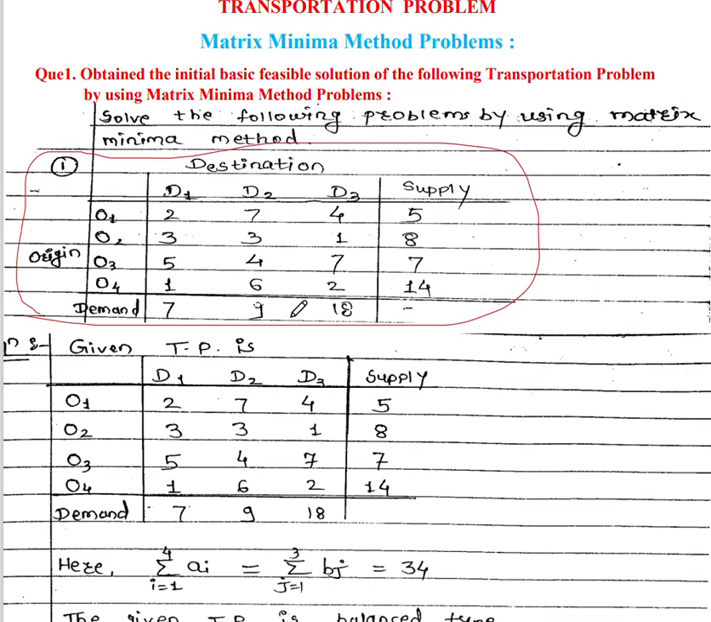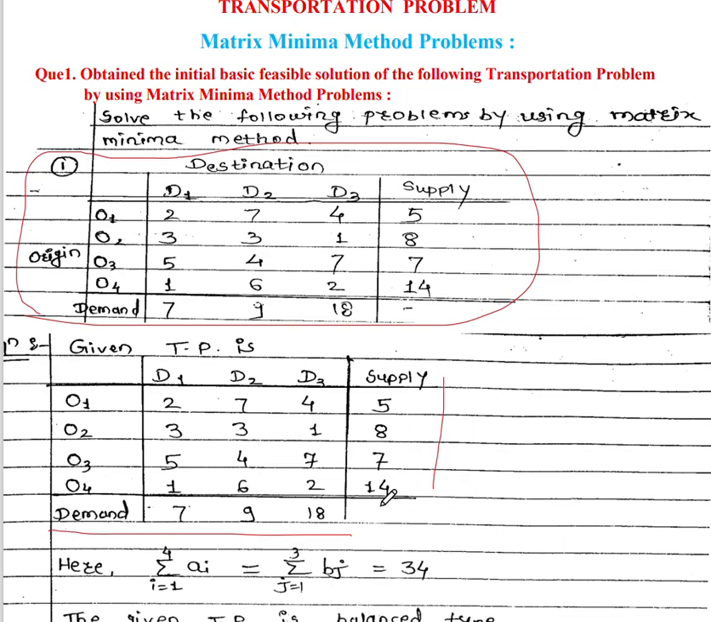So here we have to find the initial basic feasible solution of the given transportation problem by using the matrix minima method. Okay, so what is the first step? Generally we know that we have to check whether the given problem is balanced or unbalanced. How will you check that? If the summation of supply is equal to the summation of demand, if both are equal, then we can say that the given problem is of balanced type.